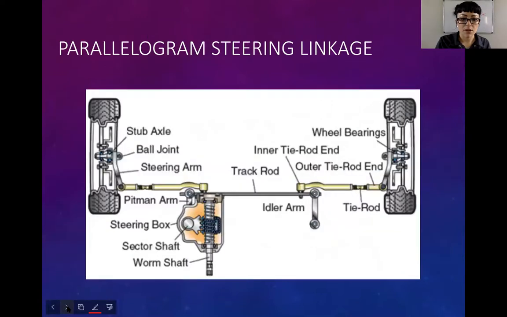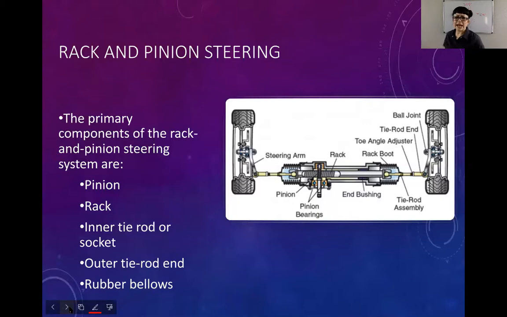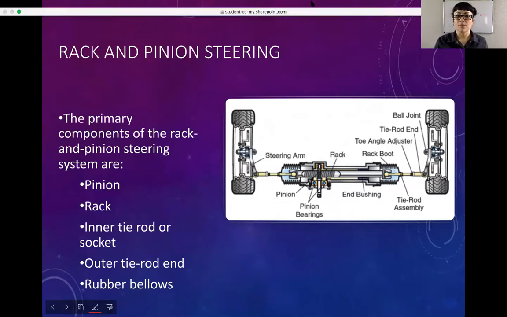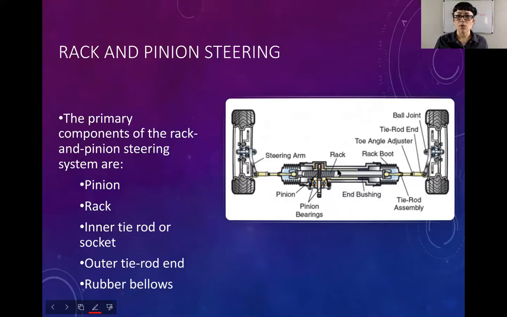Let's see if I can go to the next one here. Okay, so that's a downfall of our parallelogram system. There are lots of extra components, lots of moving stuff and wear points. Rack and pinion designs are a lot cheaper to maintain. There is very little maintenance, so that's really nice.